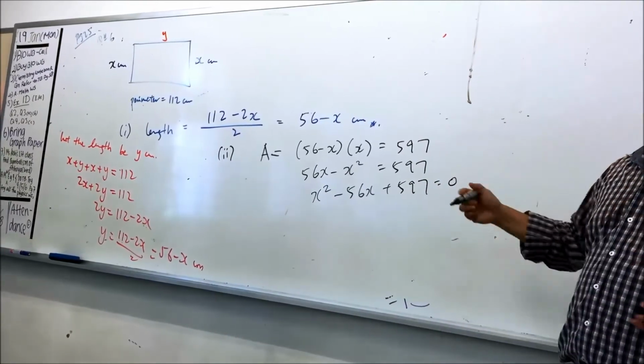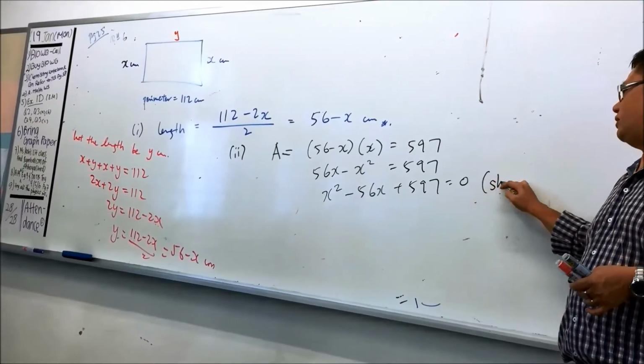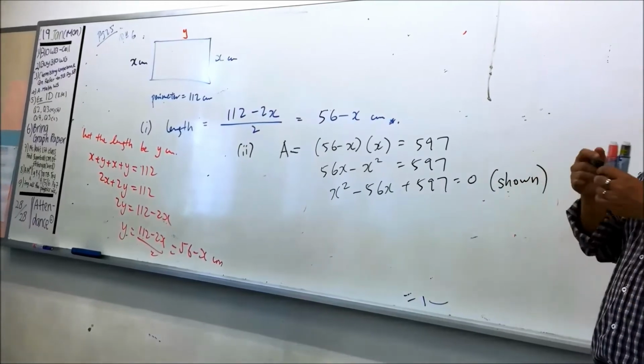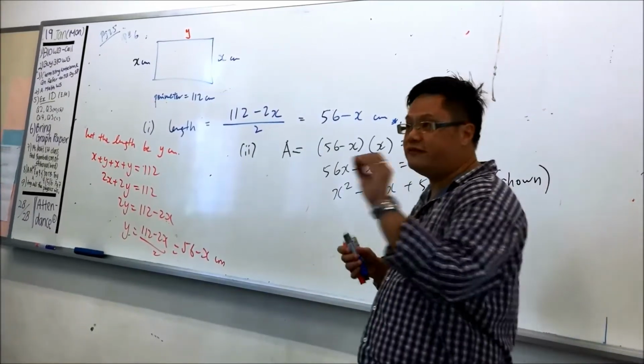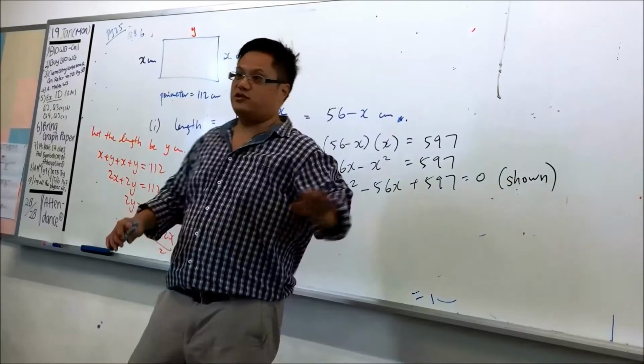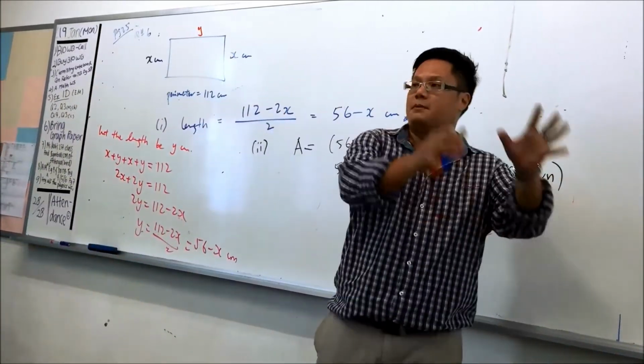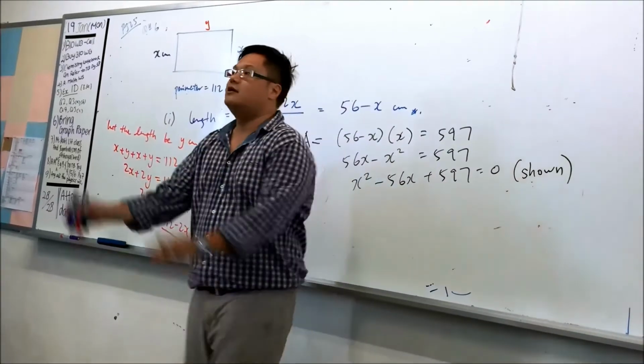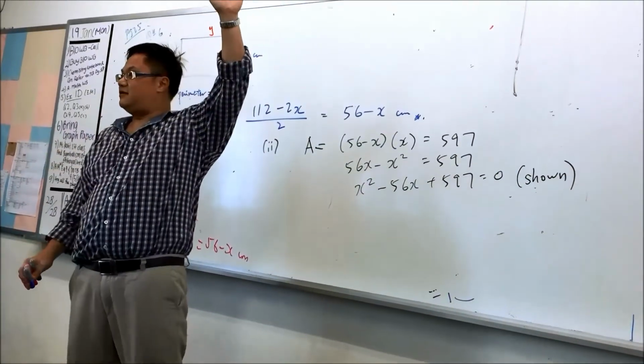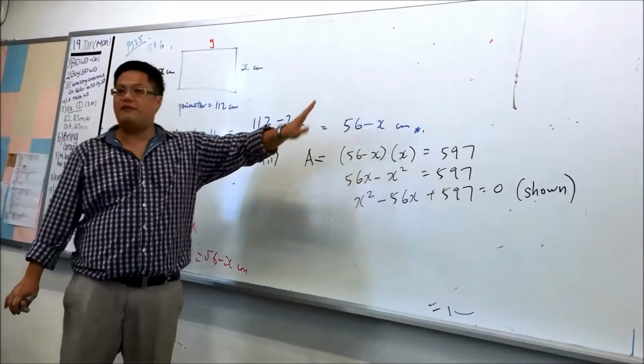Then after that, what do you write here? Show. Remember, if the question says prove that something, once you're done, you say proven. If the question says show that, then you say shown. Is that okay? So until here, do we have a problem with this?